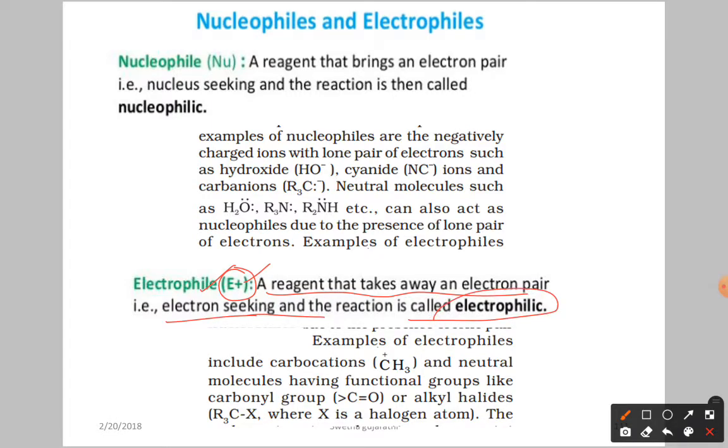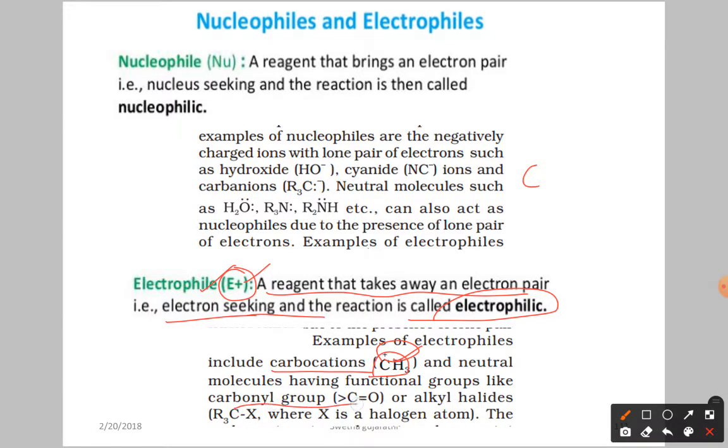Okay, for example, here we already have some examples. Here you can see examples including carbocation. Carbocation means having a positive charge. Once there is a positive charge, it is electron deficient.